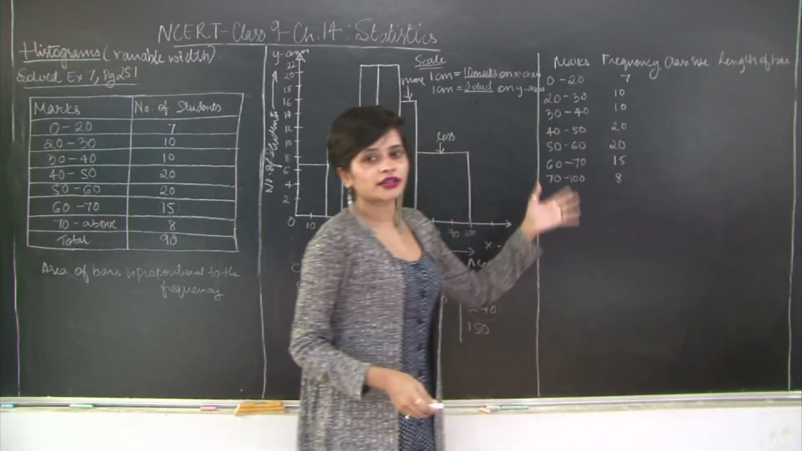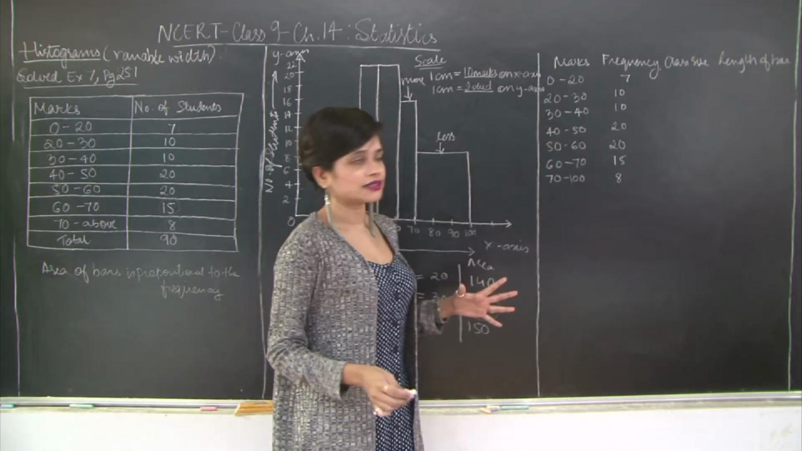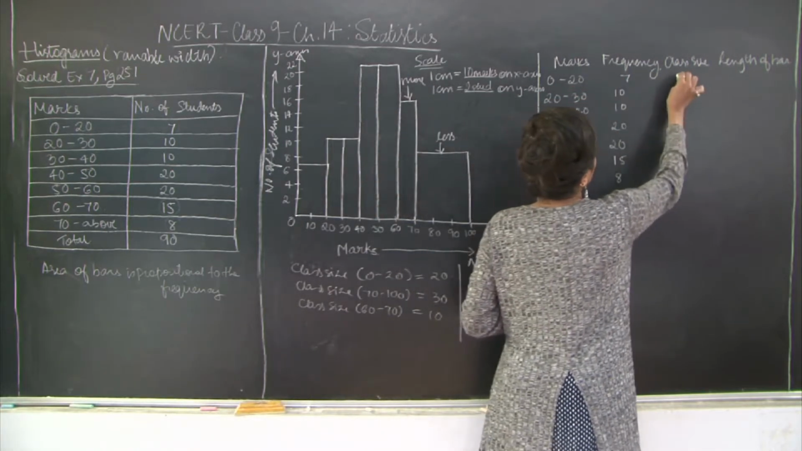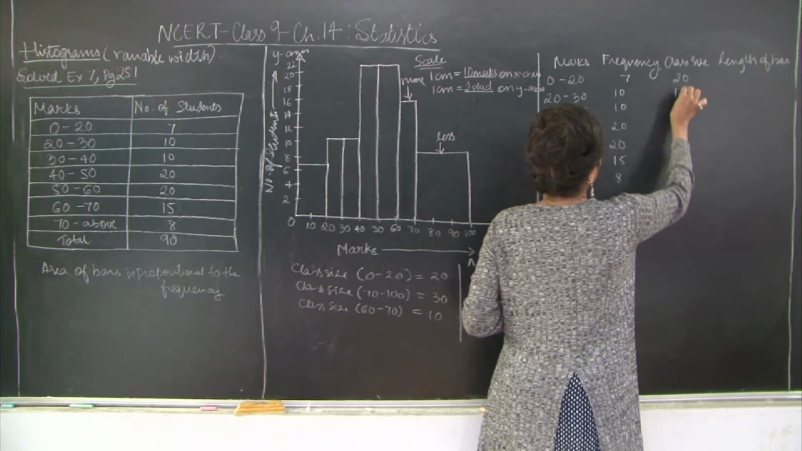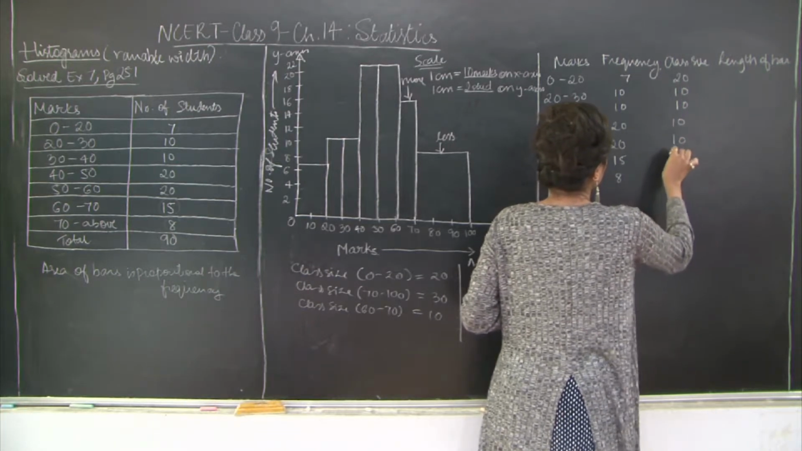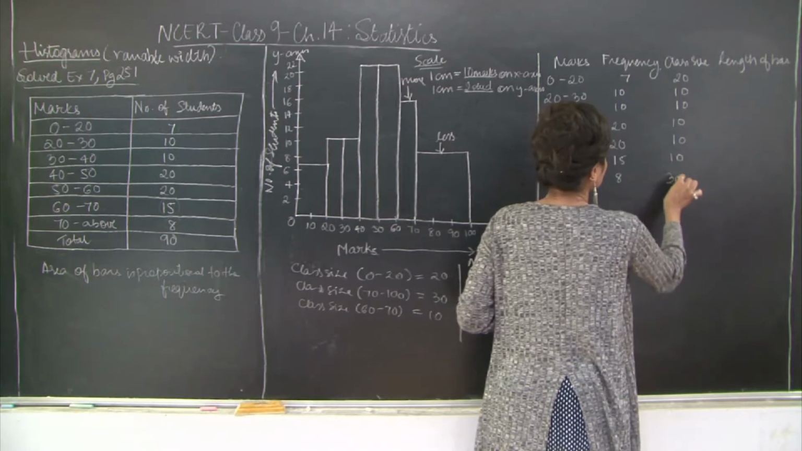Now we are going to write down the class size. So this is a very important step and I will tell you why. So what is the class size here? It is 20, then you have 10, then again you have 10, 10, 10, 10, and here it is 30.